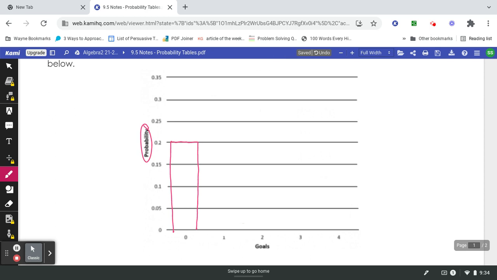And then it's up to you how you do this. You can either leave the bars disconnected, not touching each other, or you can squeeze them all together and make them all touching. Completely up to you how you do it. All right, the next one, 1 goal, had a probability of 0.15, so right there. 2 goals had a 0.35 all the way up here.